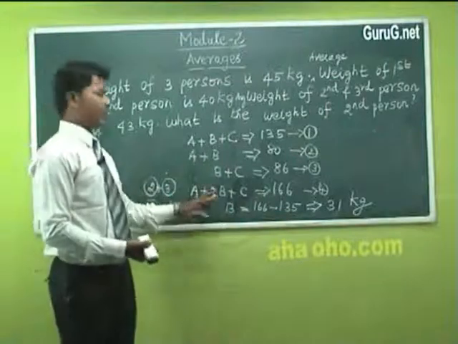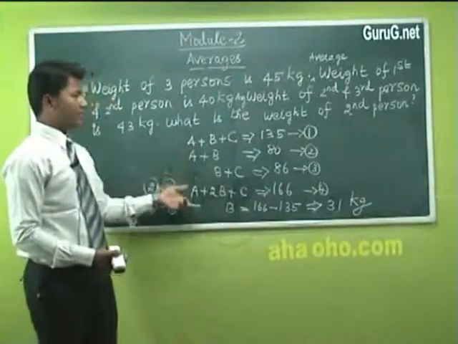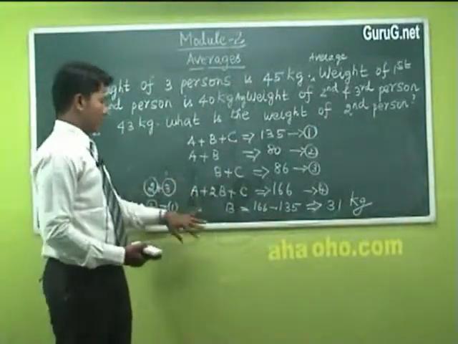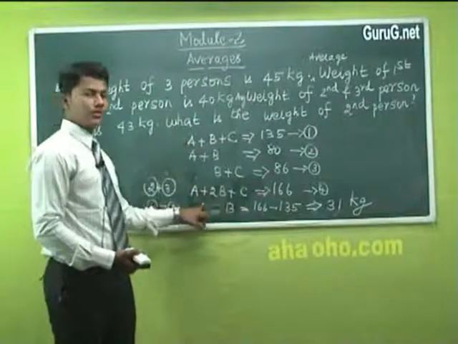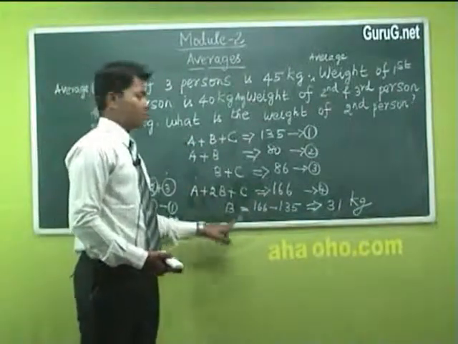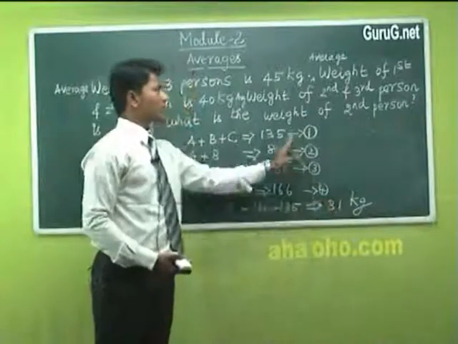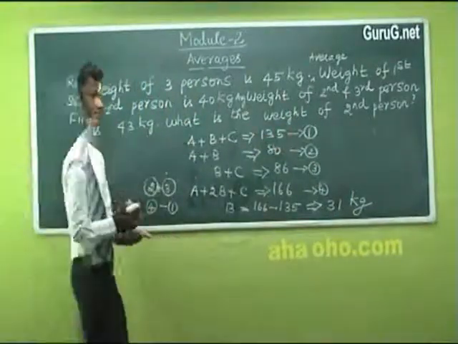So I have explained it in a very detailed manner, but it is a very simple computation. Subtracting equation 1 from equation 4, you get the value of b. So 31 kilogram. So this is the weight of the second person.